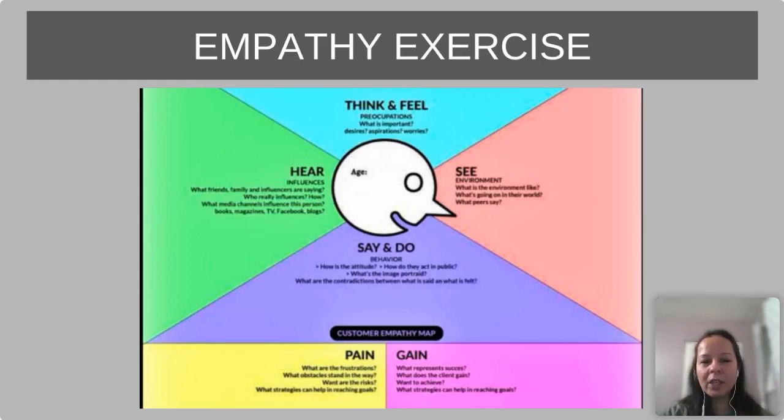You could use it in this template. You could just use the pain and gain aspect of it after you came back from the interview. What were some of the pain points? What were some of the positives? What is it that they're enjoying about this? What is it that they would want to change? So you're looking at both sides when you say pain and gain.